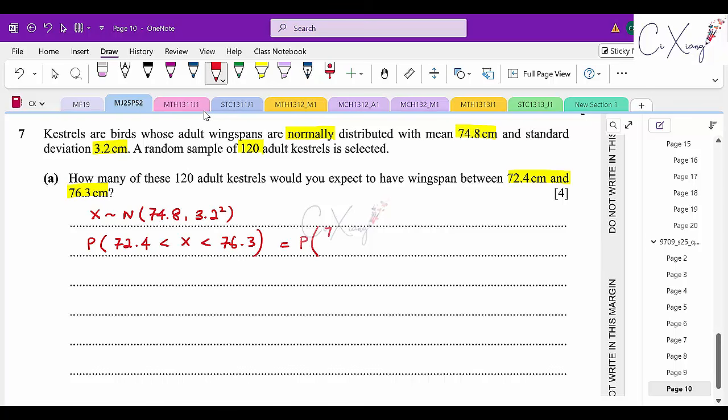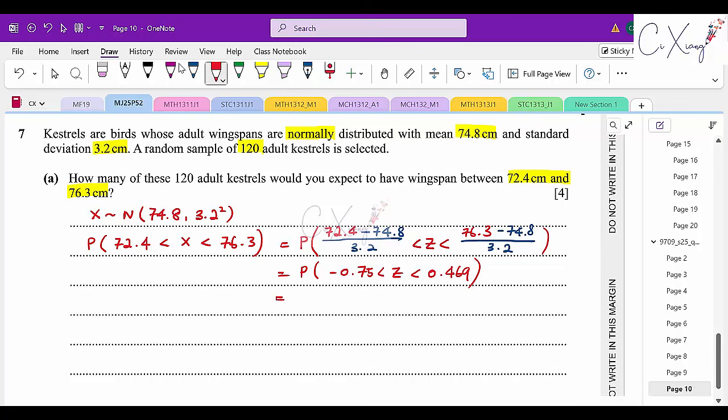So to calculate the probability, of course, we have to standardize it first, become the Z, right? How to standardize it become the Z? You have to take the value of the X minus the mean given divided by the standard deviation, which is 3.2. Same thing happens for this side also. Okay, and then after that, try to use a calculator to help you a little bit. By right, your Z is negative 0.75 to the Z is 0.469.